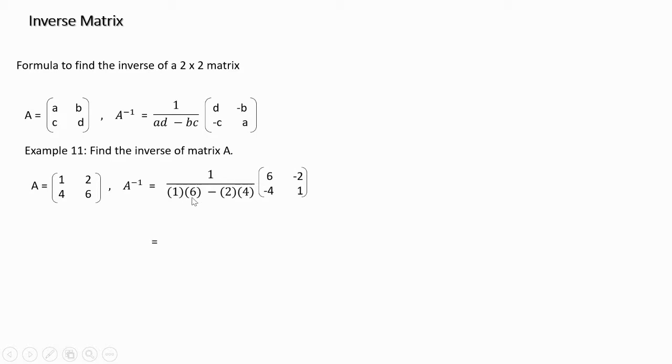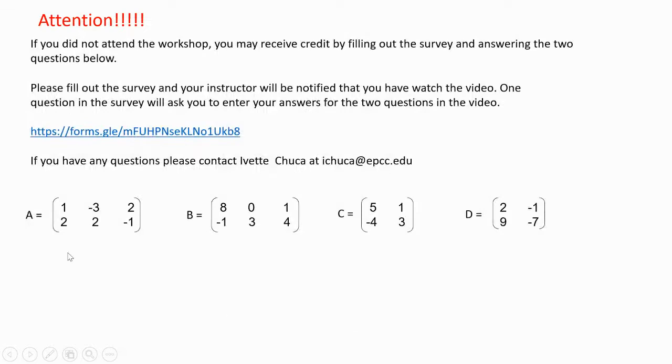Now, 1 times 6 is 6. 2 times 4 is 8. 6 minus 8 gives you negative 2, so it's 1 over negative 2, negative 1/2. So I'm going to multiply negative 1/2 times every element of the matrix here. Negative 1/2 times 6 gives us negative 3. Negative 1/2 times negative 2 gives us 1. Negative 1/2 times negative 4 gives us 2. And negative 1/2 times 1 gives me negative 1/2. So this is my inverse, and that's what we got on the previous slide.